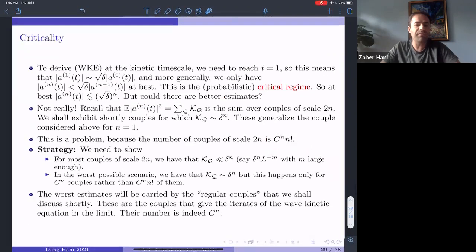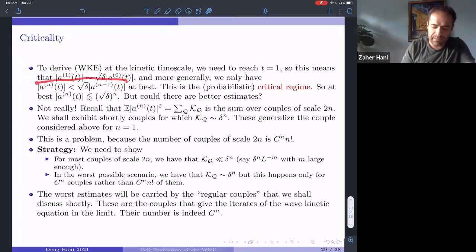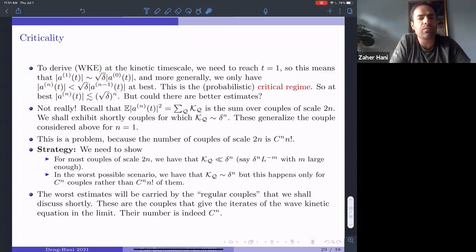So to derive the wave kinetic equation at the kinetic timescale, we need to reach t equals 1. So the best estimate that we could have is that the first iterate is less than square root of delta times the 0th iterate. And more generally, the best estimate that you could hope for is that the nth iterate is less than square root of delta times the (n minus 1)th iterate at best.